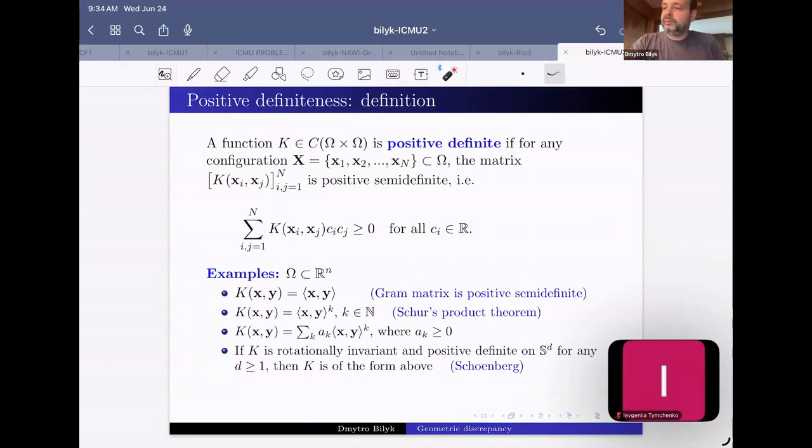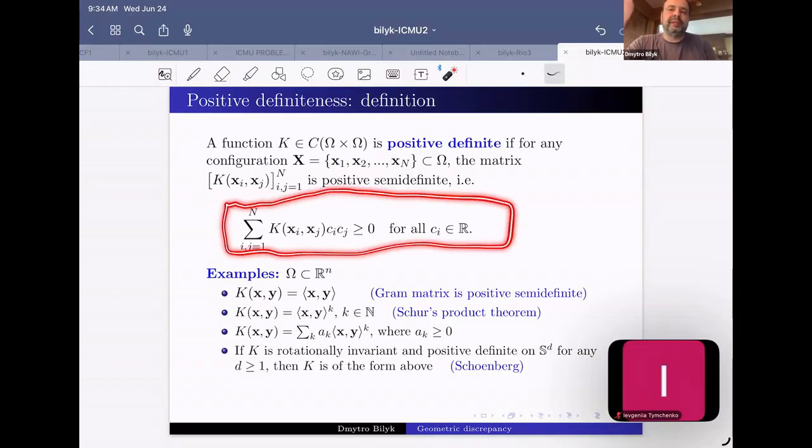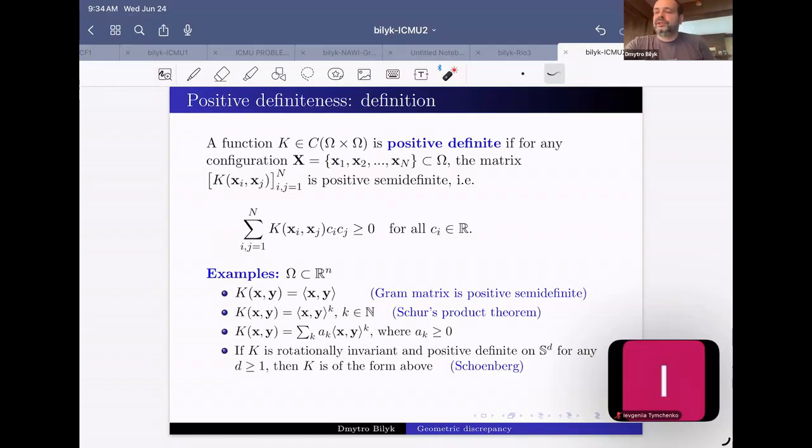Now let's talk about positive definite functions. For simplicity, our kernels will be continuous. So we have a function of two variables. Let us assume it's symmetric and continuous. We say that this function is positive definite if for any configuration of points in the domain, of any cardinality, n is arbitrary, if you write down this matrix, this matrix is positive semi-definite. Or, in other words, this is just the definition of what it means to be positive semi-definite. I'm talking about just the real case.